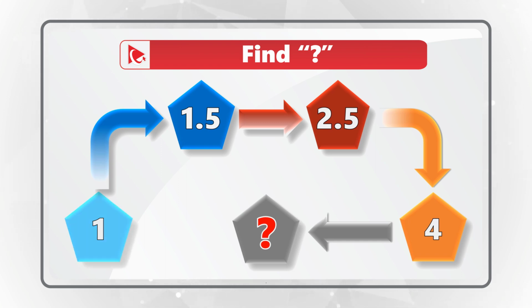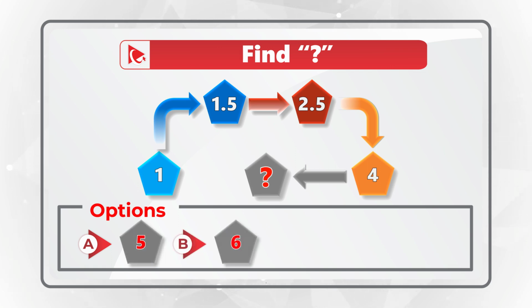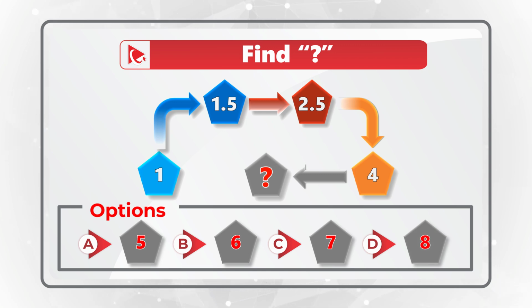In this question, you're presented with unusual shape sequence, and you need to find the missing item, which is represented by the question box. You have 4 different choices for the missing number. Choice A, 5, choice B, 6, choice C, 7, and choice D, 8. Do you think the different colors of the shape play a role in the sequence here?